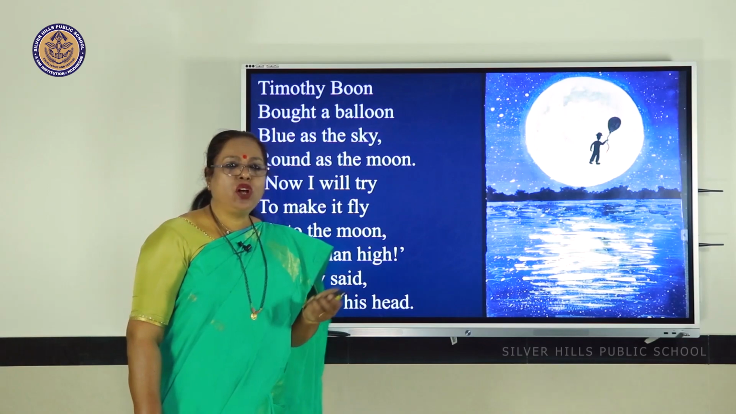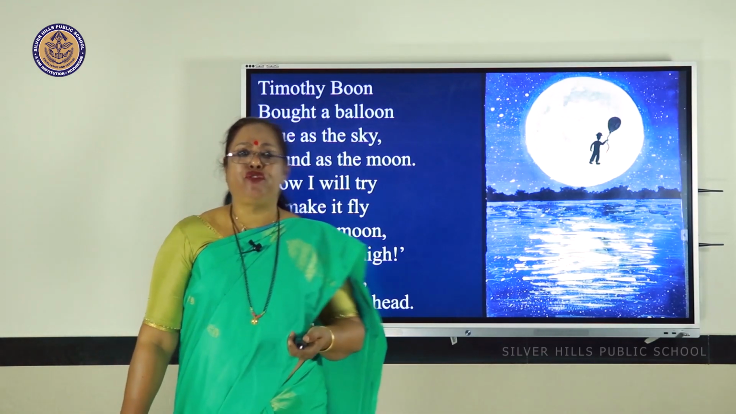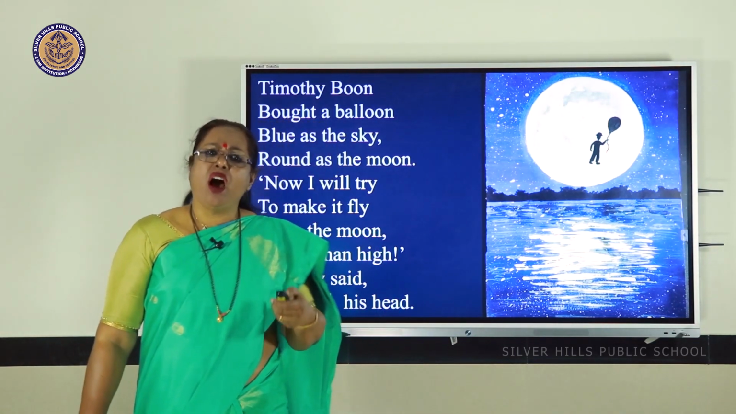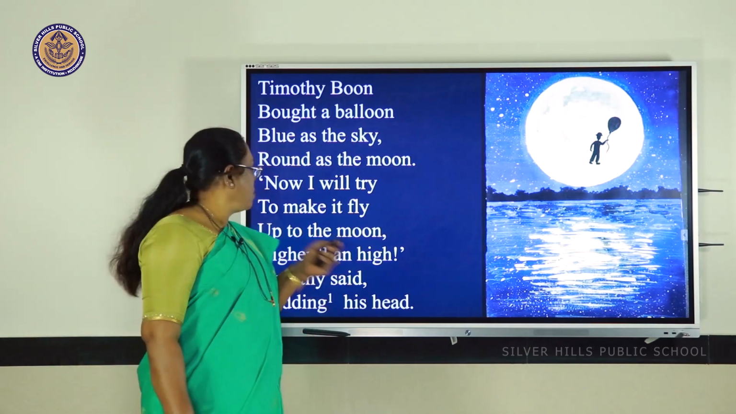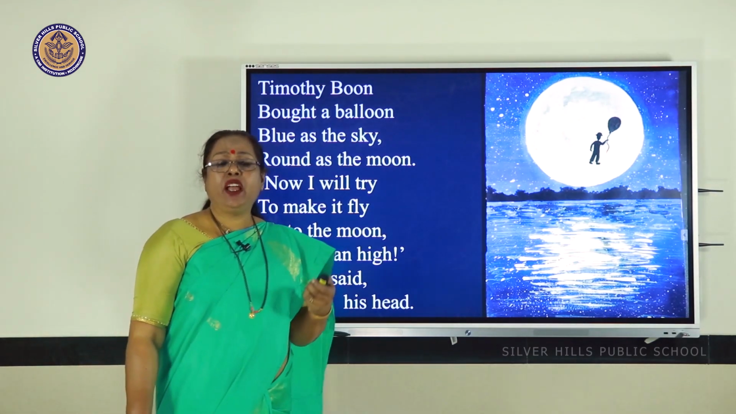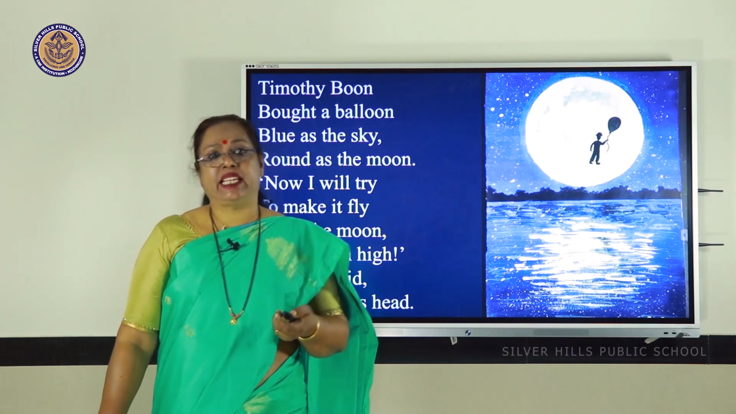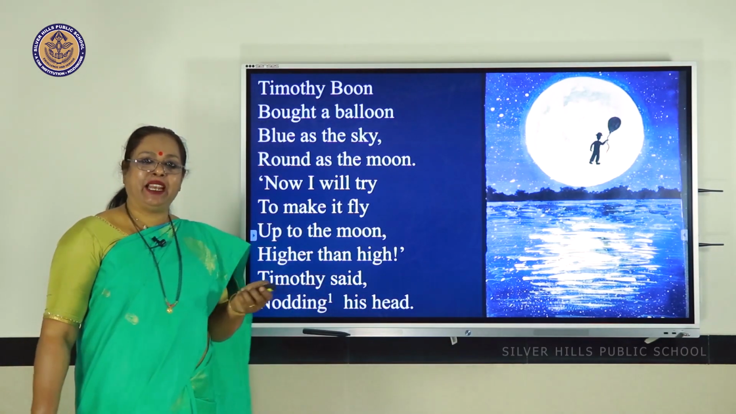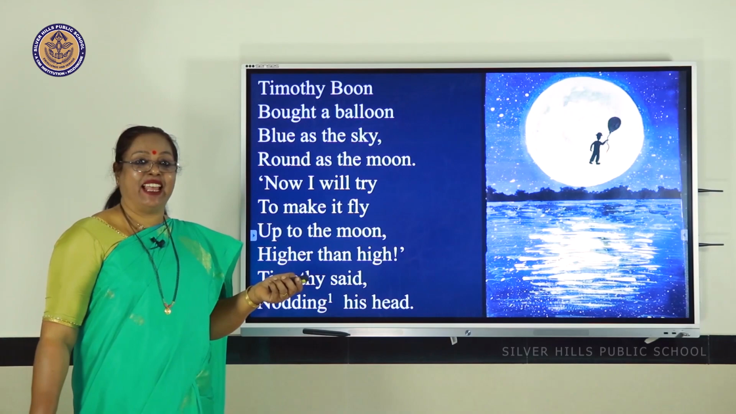And he wants to make his balloon fly up to the moon, higher and higher. That is what he is telling this, and he is telling all this by nodding his head. Now let us move to the second. I think you have understood the first stanza.